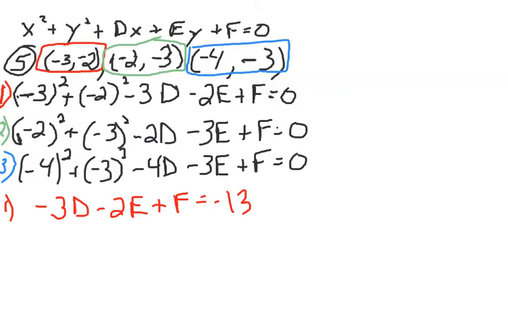Then for number 2, the second equation, I get 2 squared and 3 squared both give me 13 again, so I get 13 a second time. And I'm going to move that one over to the other side as well. And then I'm going to do the exact same thing for the third equation, number 3. -4 squared is 16, -3 squared is 9, 16 and 9 is 25, and I'm going to subtract that over to the other side.